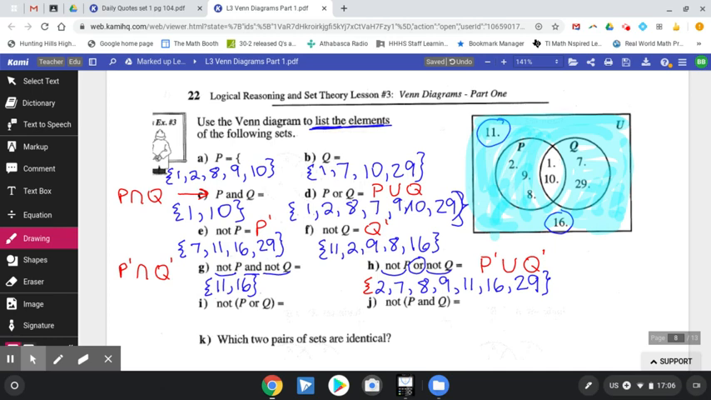Now, this one, because of the brackets, you really have to be careful here in I to make sure you understand why the brackets are there. We have to figure out where this section is, and then we apply the not to it. So let me erase here while you're thinking about this next one.